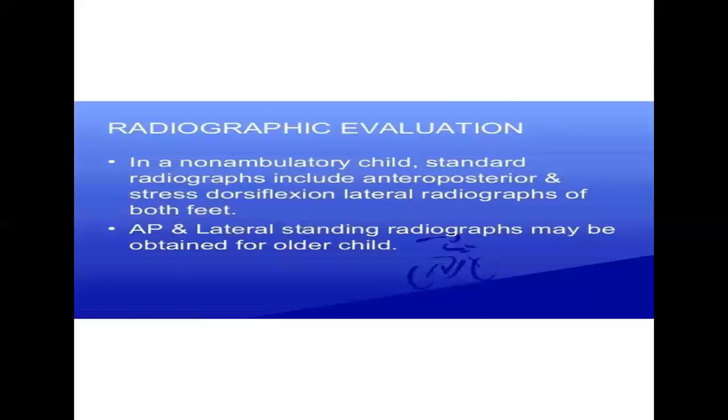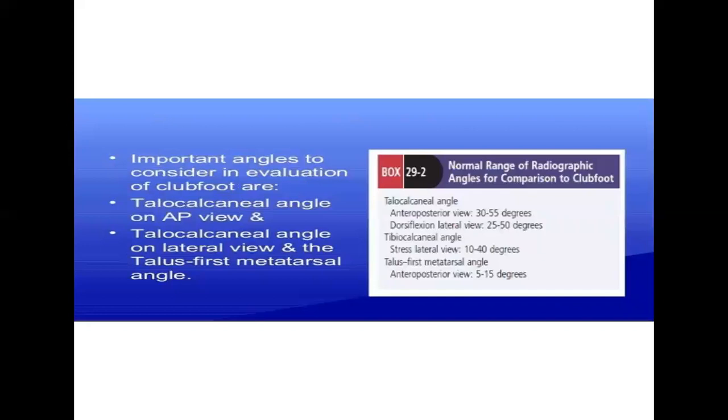Score summary. Radiographic evaluation. In a non-ambulatory child, standard radiographs include anteroposterior and stress dorsiflexion lateral radiographs of both feet. AP and lateral standing radiographs may be obtained for an older child. Important angles to consider in evaluation of clubfoot are the talocalcaneal angle on AP view, the talocalcaneal angle on lateral view, and the talus first metatarsal angle.